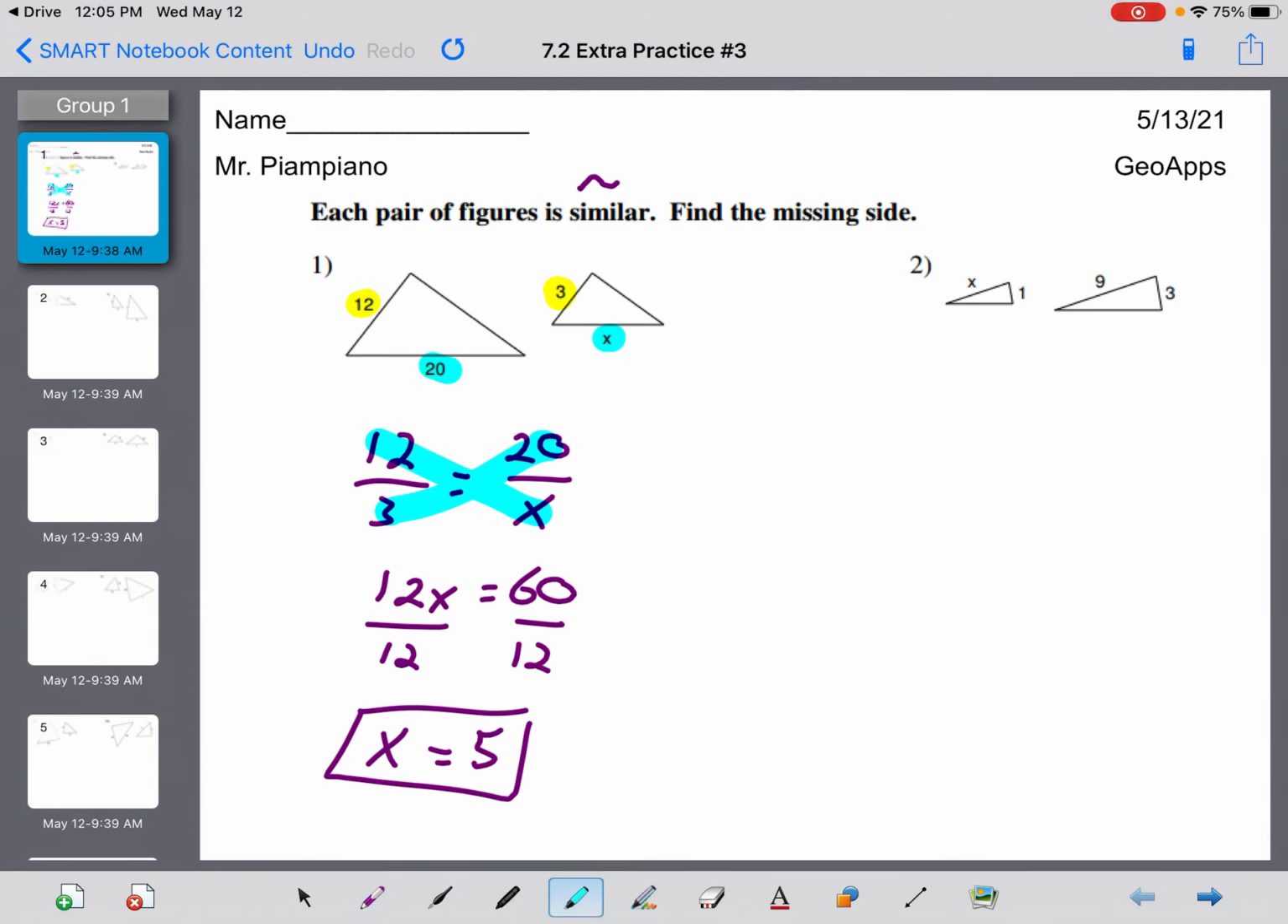So again, why don't we just try and set these proportions up? I'm not going to do every one of these examples. We've been doing this all week, so you should be very familiar with the process by now. But I'll set this one up for you. X is corresponding to 9, as 1 is corresponding to 3. And then cross multiply from there.